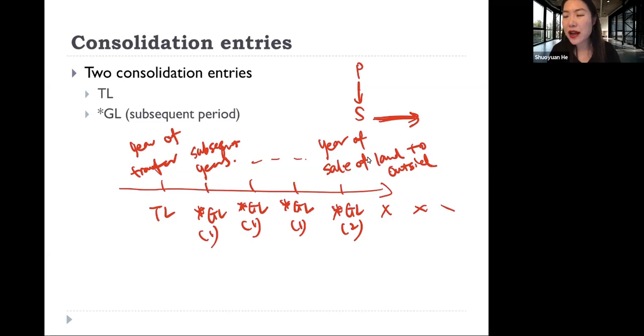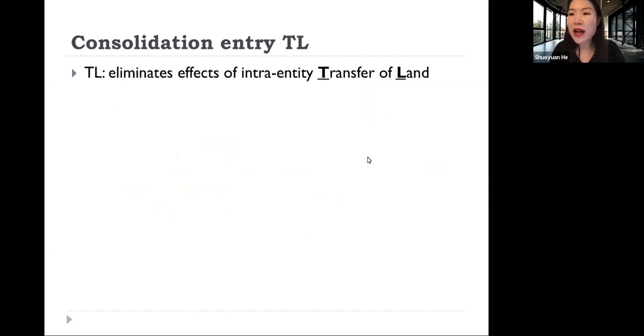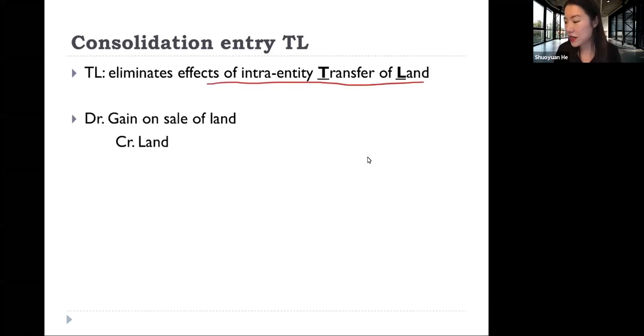And then we're going to look at how the TL entry looks, how the first version of *GL looks, as well as how the second version of *GL entry looks. So the TL entry, the purpose is to eliminate the effect of intra-entity transfer of land. And the entry is to debit gain on sale of land, credit land. Later, very shortly, I'm going to use an example to explain how we derive this consolidation entry. But here, just to give you an idea, this is how the entry looks.